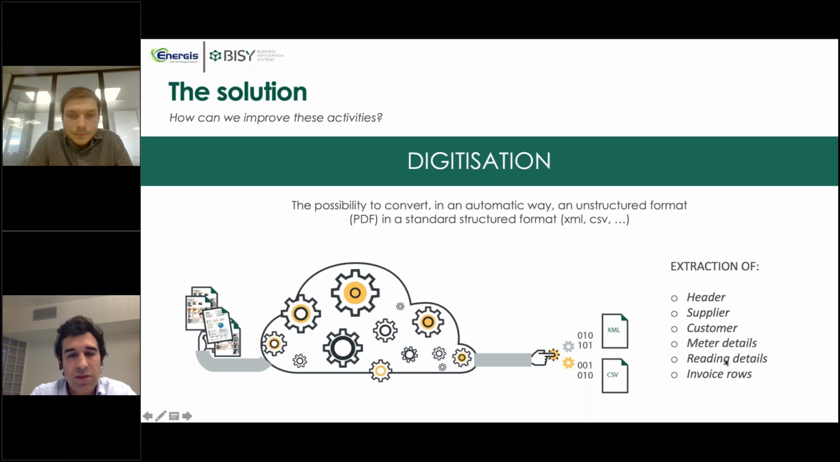Which information are we able to extract from the invoices? All the information that the supplier indicates in the file. So the information of supplier, customer, meter details, all the readings, so the period of consumption, the type of consumption, if you are speaking of estimated consumption, actual consumption, recalculation, the total consumption, the consumption in each time range, and so on. And all the invoice rows that are very important for the analysis.